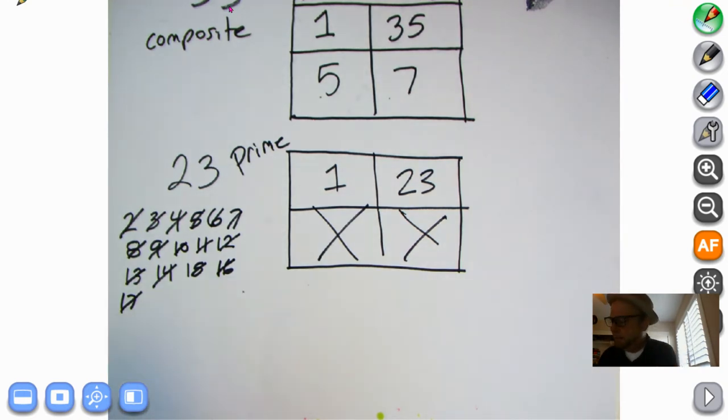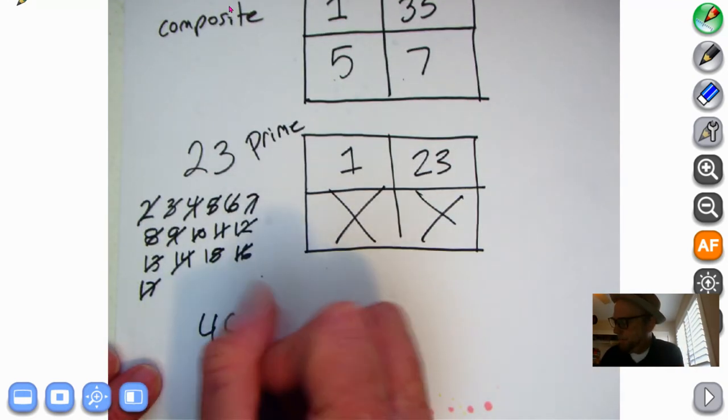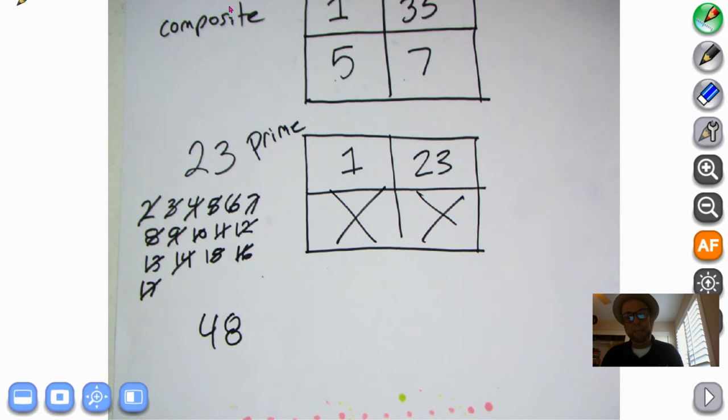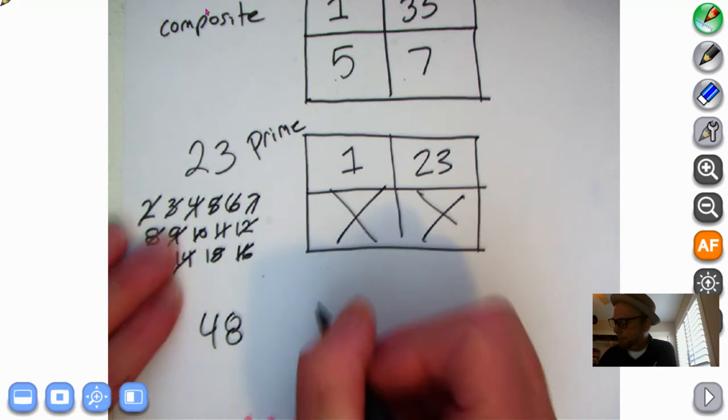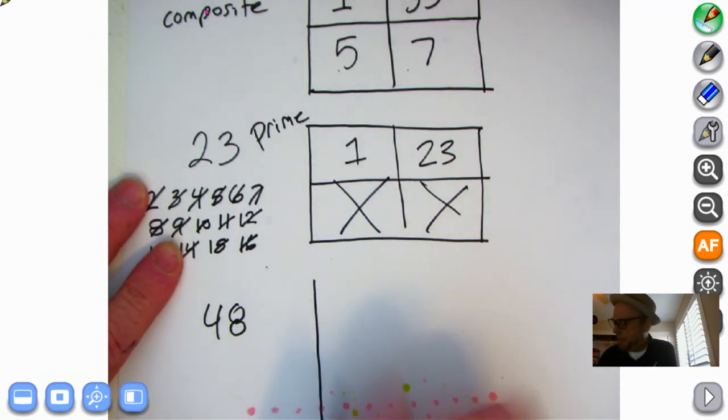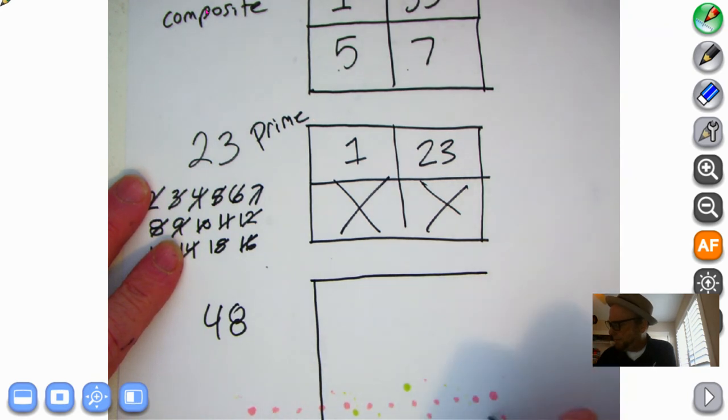Hooray! All right, let's do 48. Now, 48, because it's an even number, remember even numbers end in 2, 4, 6, 8, 0, I know it's going to be a composite because it has 1, 48, and then whatever 2 times whatever equals 48. So let's go ahead and make a factor box for this. And I have a feeling we're going to need a lot of boxes. Let's find out.